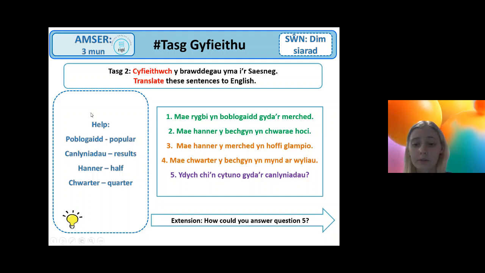So rugby, very similar to English, and poblogaidd. If we have a look in the help box, poblogaidd is popular. Gyda merched. Always think of the school toilets in school. You'll have merched and bechgyn. So hopefully that's an old-fashioned way of understanding the difference. Hannah, y bechgyn, and chwarae hockey. What does hockey sound like in English? Remember, type in the chat if you have any questions.